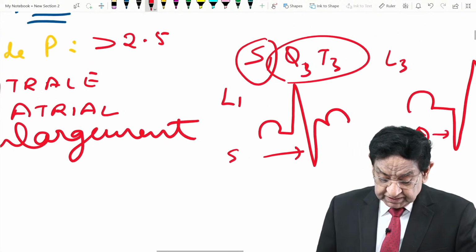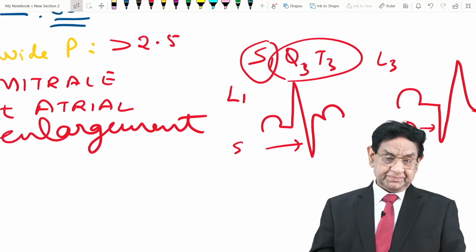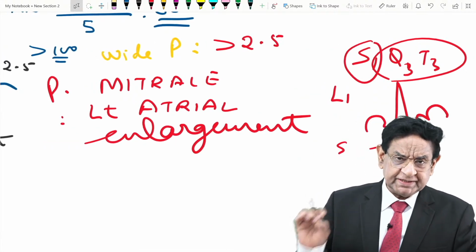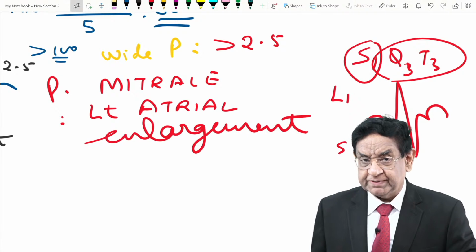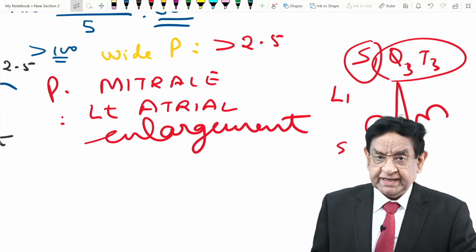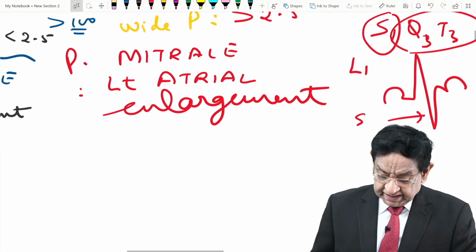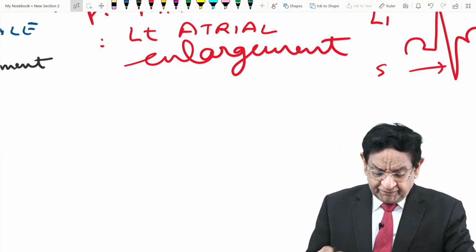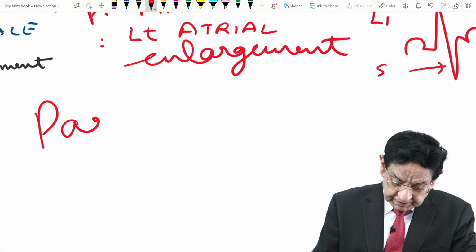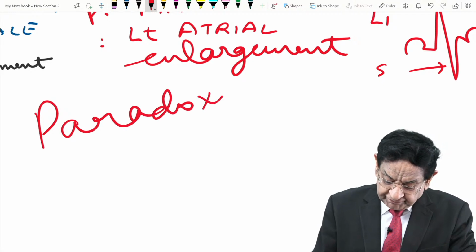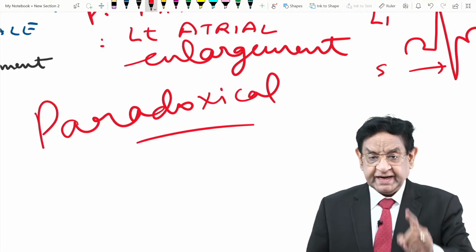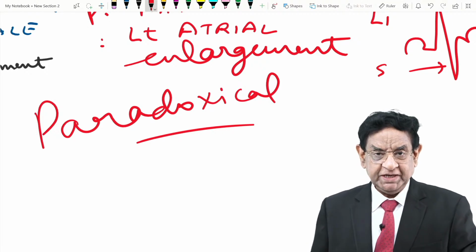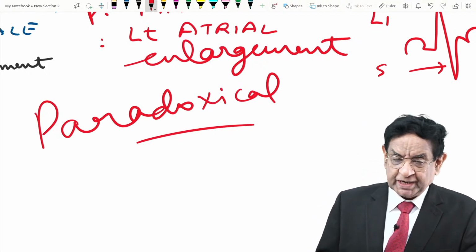Okay. Now comes the gold medal question. We talked about the classical thing that we get in case of pulmonary embolism: tachycardia, the most common, and S1 Q3 T3 is the characteristic. Now, what is the paradoxical finding that we can get in a case of pulmonary embolism? Rank number 1 question. Write down the answer quickly in your copy.